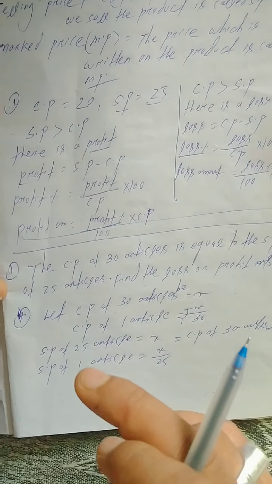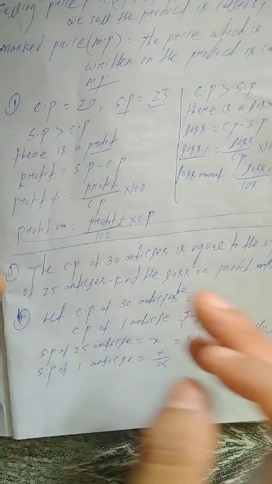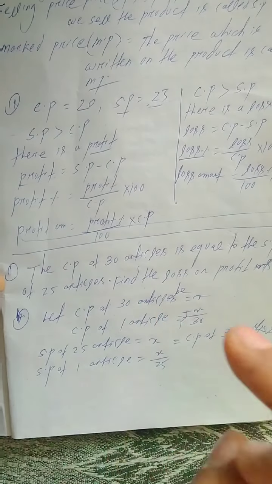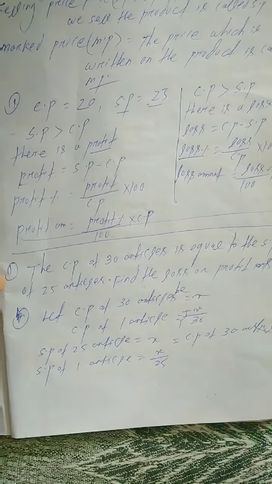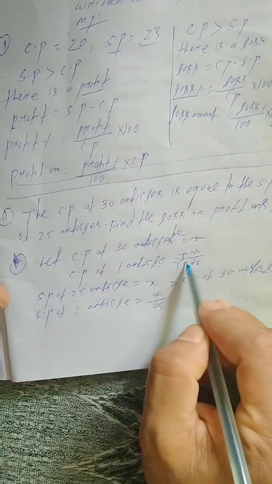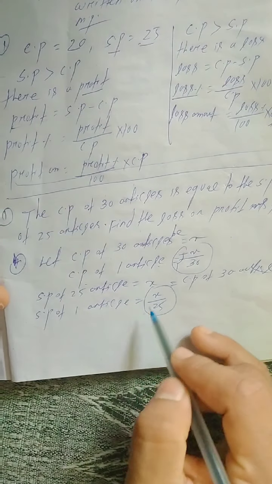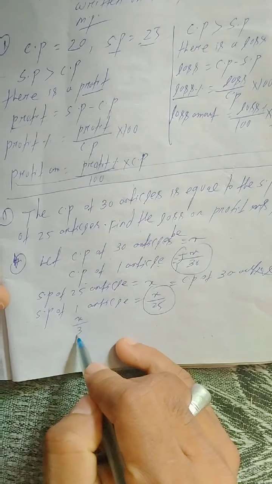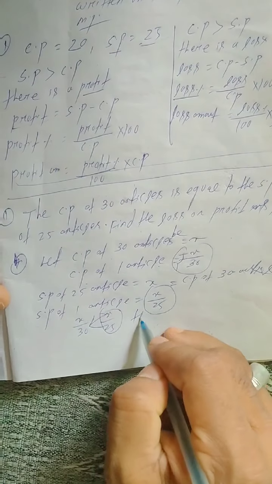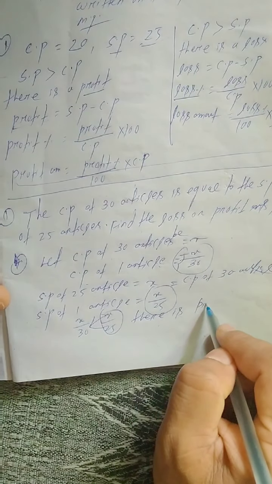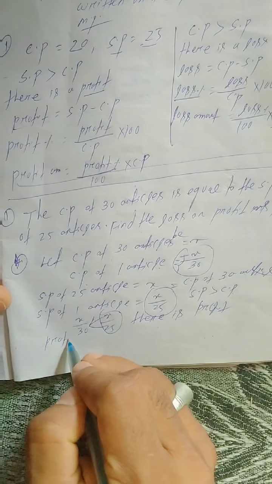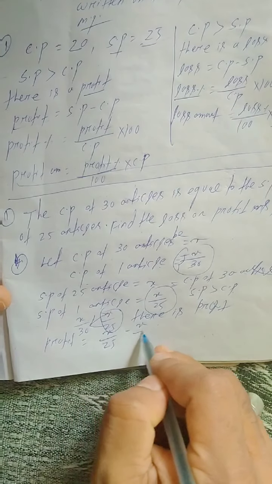If you find the selling and cost price of each article, or of the same quantity, you will get the same percentage of loss and profit. So here CP of one article is X by 30 and SP of one article is X by 25. Which one is more? Selling price is more, so there is a profit, because SP is more than CP. So how will you get the profit? X by 25 minus X by 30.